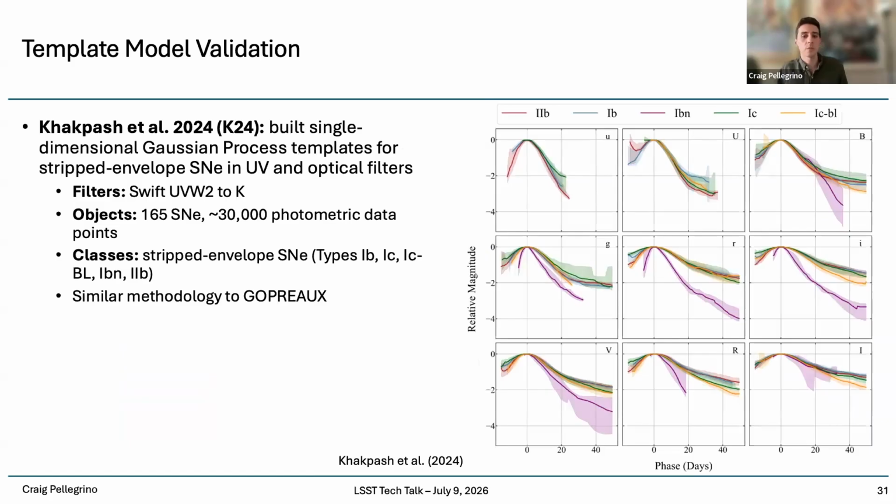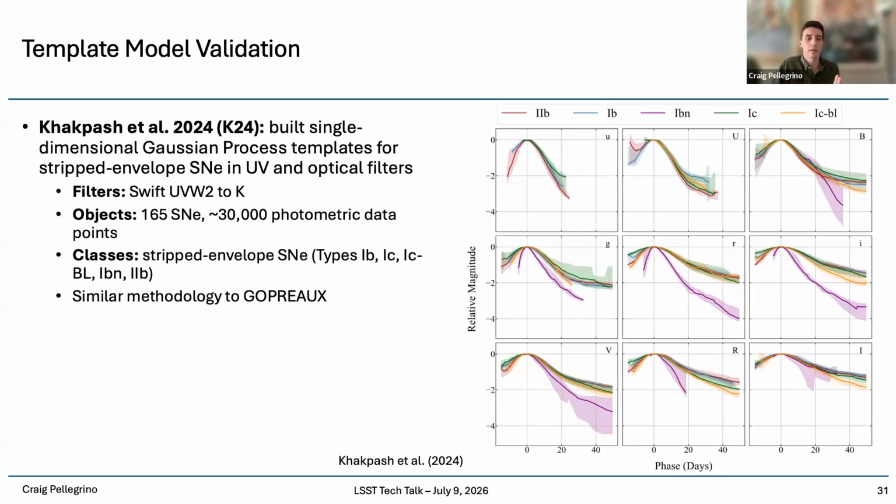So for the last 10 or so minutes of this talk, I'll discuss how our template models perform when compared to those in the literature. So first, I'll introduce the work of Kakapach et al. 2024. This has been sort of an inspiration for the GoPro work that we've been doing. So their work built single-dimensional Gaussian process regression templates of different types of stripped envelope supernovae, covering the UV to the infrared. Those templates are shown here on the right.